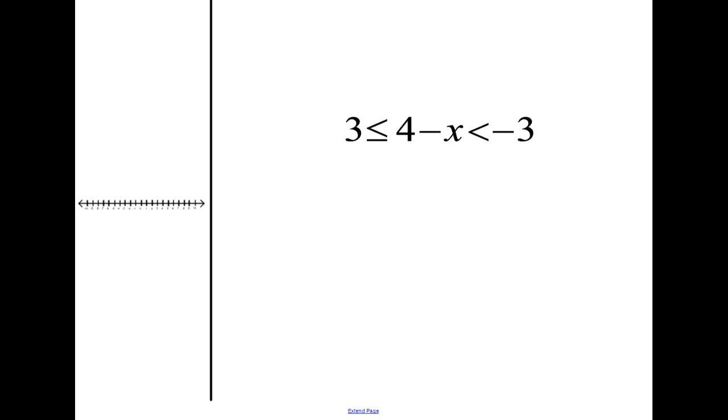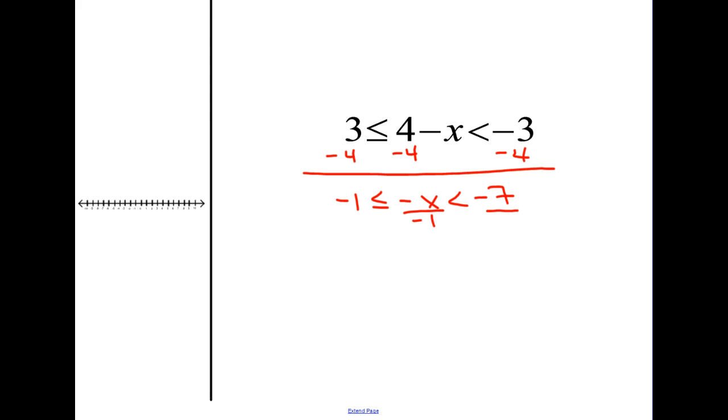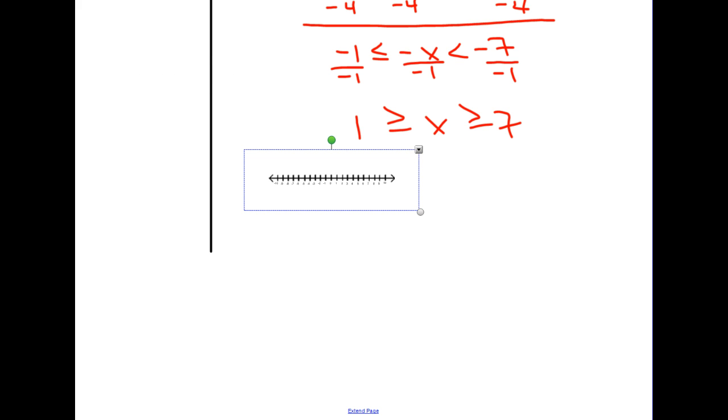The next one, let's solve this one. So again, we're going to subtract 4 from every piece. So we get -1 is less than or equal to -x, which is less than -7. Now we need to divide by -1. And this is where the trick is going to come into play, because we're going to get 1, x, and 7, and we need to flip each sign. Flip each sign.